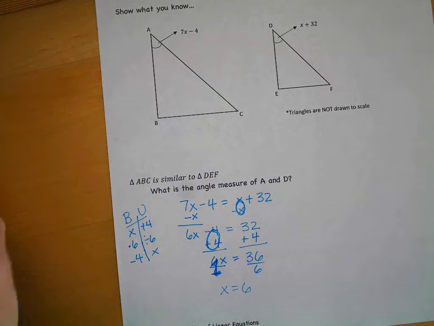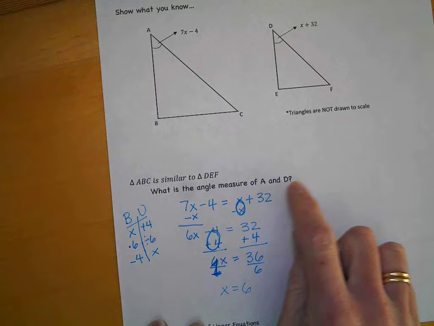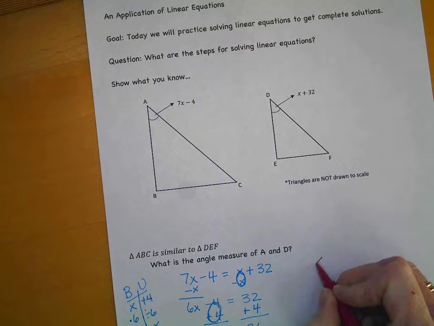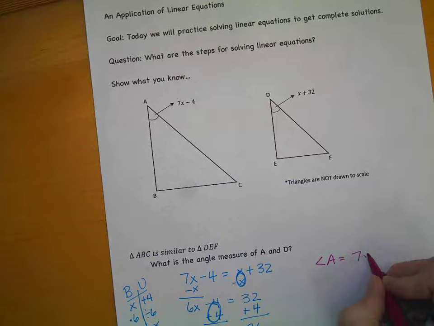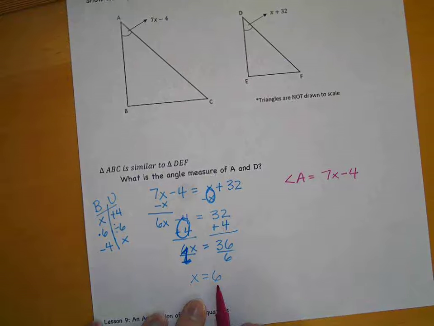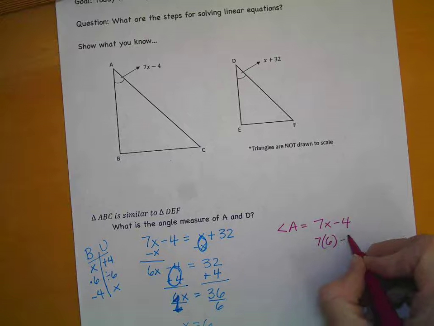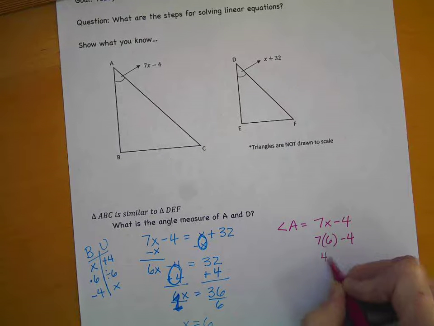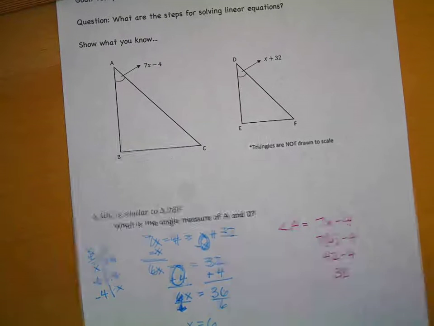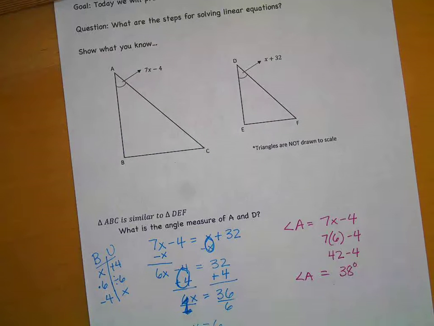Well, if we know that x equals 6, then the next step is we're supposed to find the angle measures for both angle A and angle D. So I go back up to my picture, and it says angle A is equal to 7x minus 4. So now I have to take the value of x, which happens to be 6, and plug it in. So this is really saying 7 times 6 minus 4. 7 times 6 is 42, minus 4 is actually 38. So the angle measure for angle A is 38 degrees.